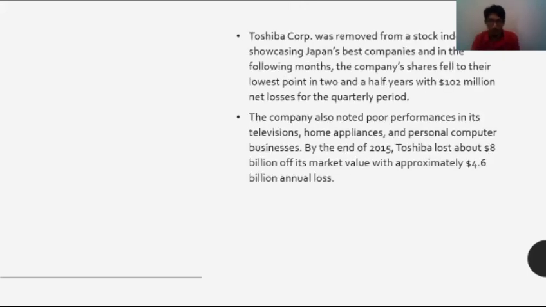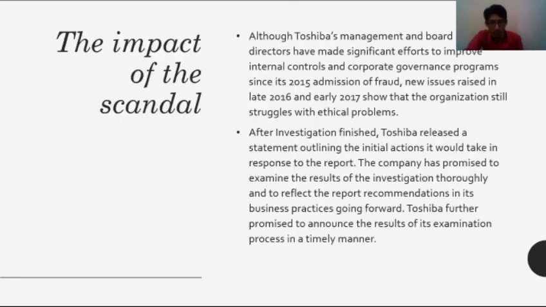Toshiba Corporation was removed from a stock index showcasing Japan's best companies, and in the following month, the company's shares fell to their lowest point in 2.5 years, with 102 million net losses for the quarterly period. The company also noted poor performance in its television, home appliance, and personal computer businesses. By the end of 2015, Toshiba lost about 8 billion of its market value, with approximately 4.6 billion annual loss.